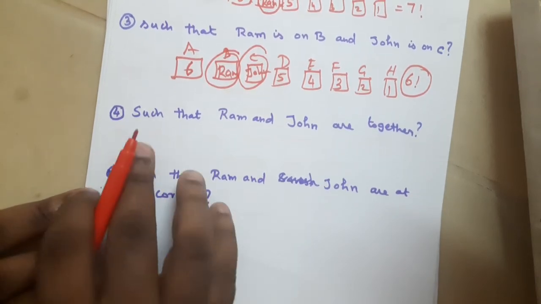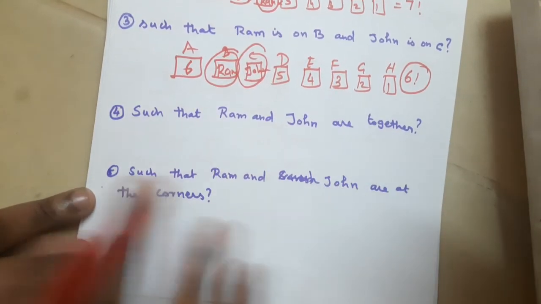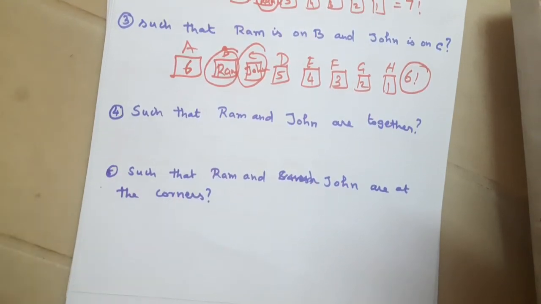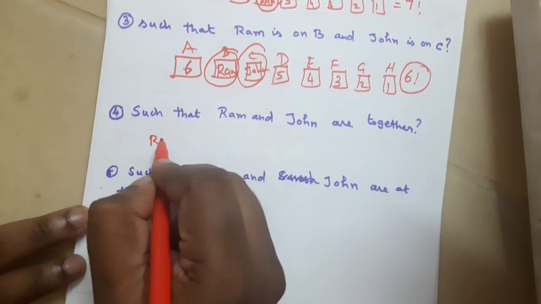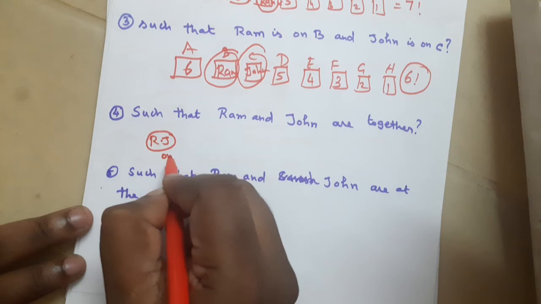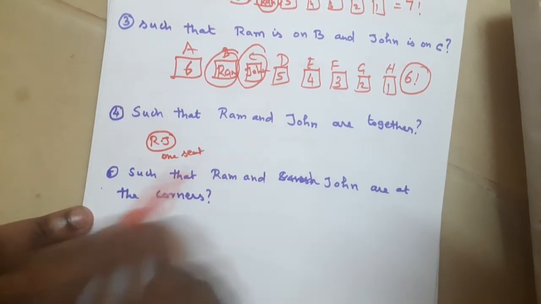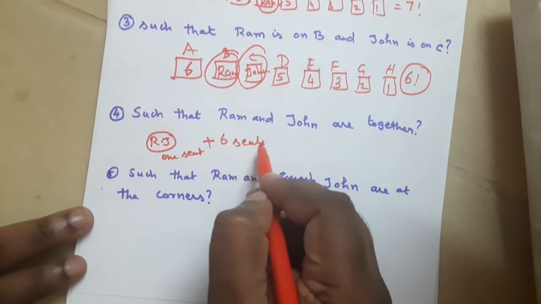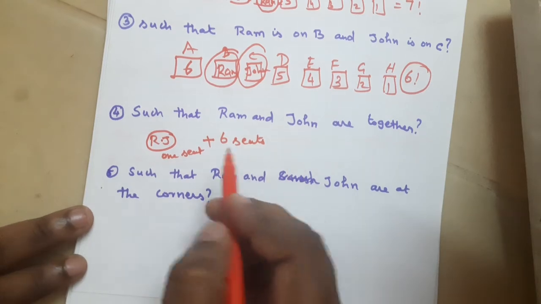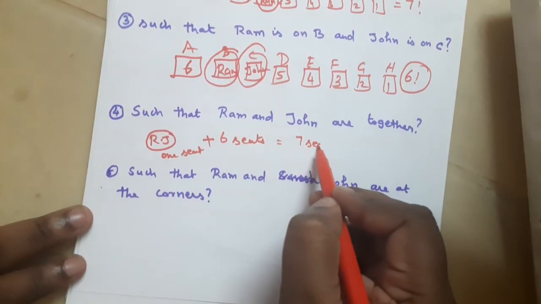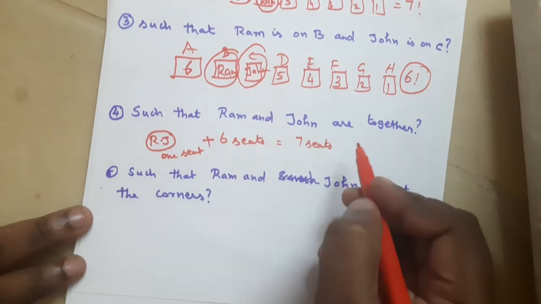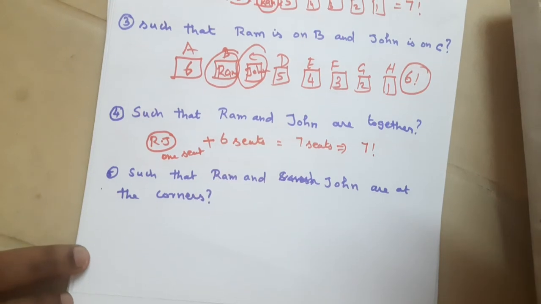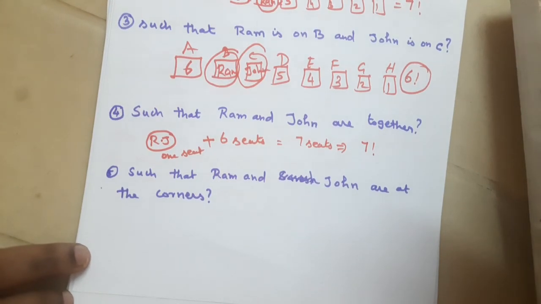The next one is such that Ram and John are together. Ram and John sitting together. So I fix Ram and John. This is 1 seat. Then the remaining are 6 seats. So in total actually 7 seats. 7 seats, 7 children. So we have 7 factorial.